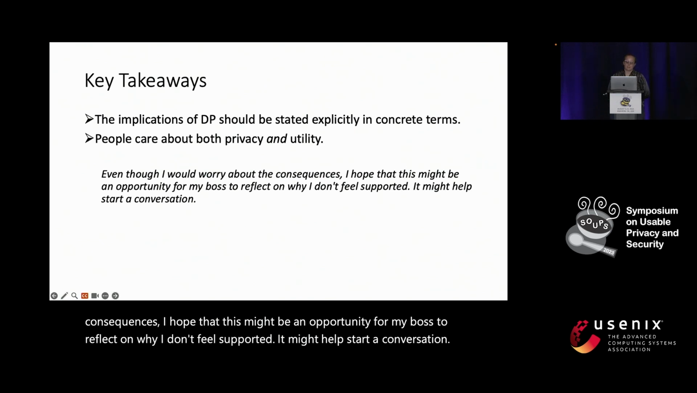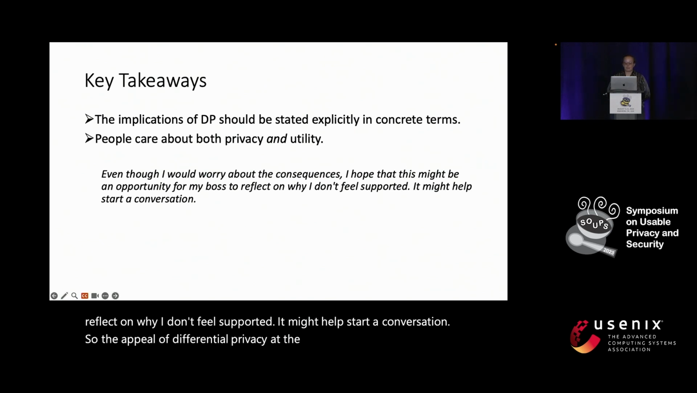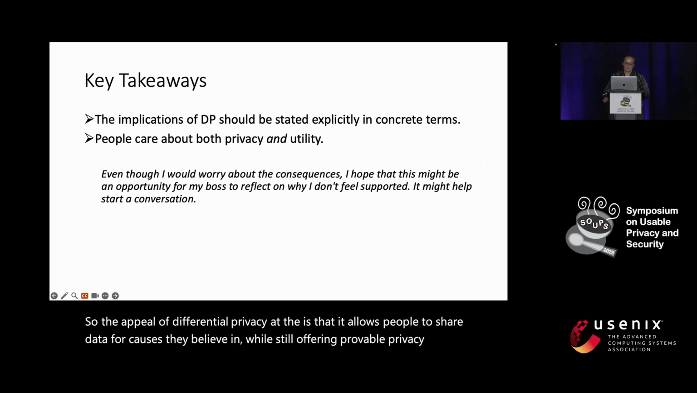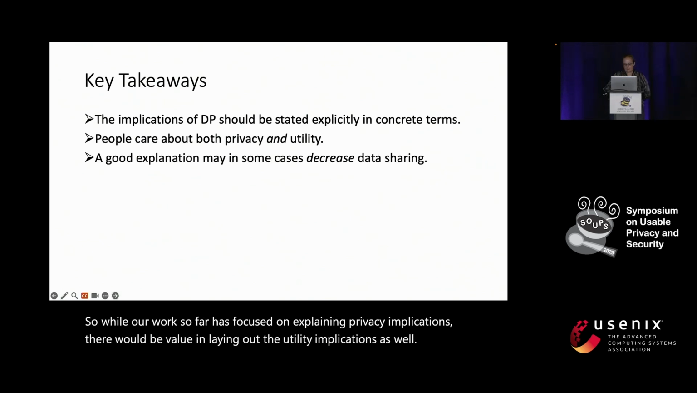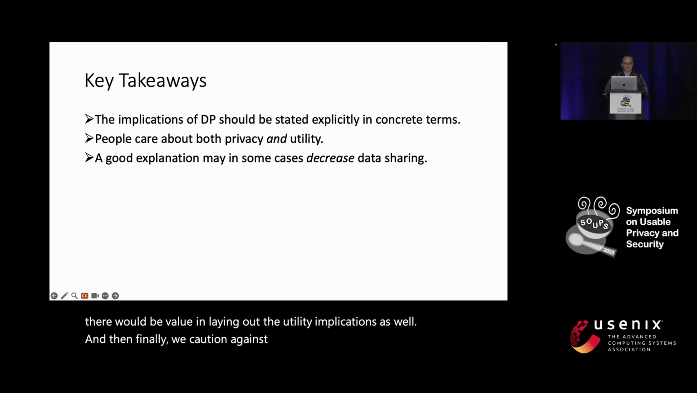So the appeal of differential privacy is that it allows people to share data for causes they believe in while still offering provable privacy guarantees. So while our work so far has focused on explaining privacy implications, there would be value in laying out the utility implications as well.